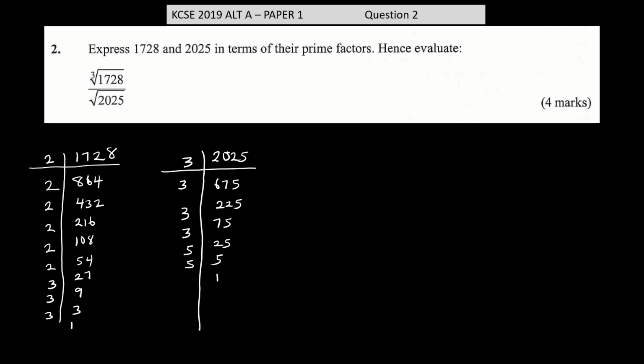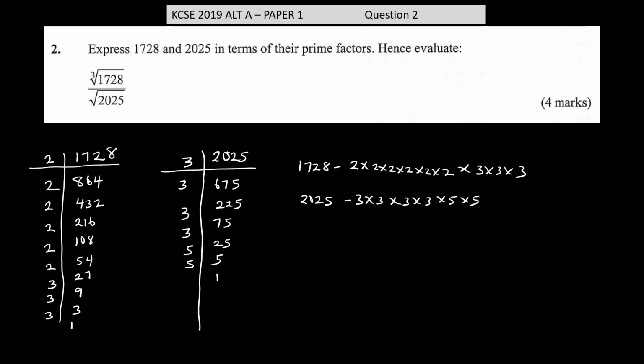Now to write the prime factors of these two numbers out, the first one is 1728. The prime factors are 2 times 2 times 2 times 2 times 2 times 2 times 3 times 3 times 3. And the prime factors of 2025 are 3 times 3 times 3 times 3 times 5 times 5.